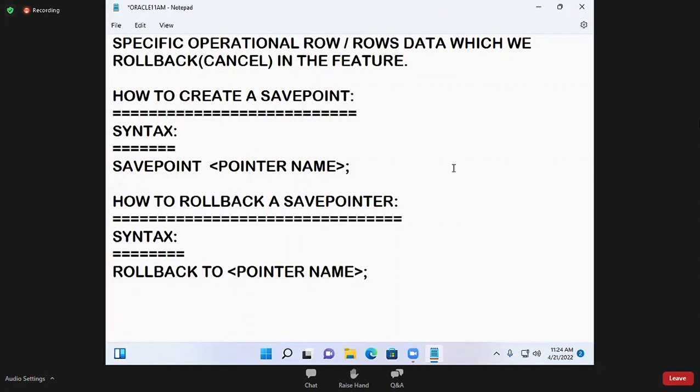Now carefully observe one point. Rollback to savepoint is there, but commit of a savepoint is not there, because savepoints are created especially for rollback purposes, not for commit purposes. That is the first point to remember. Maybe some students have a doubt: sir, can I commit a savepoint? You don't need to create a savepoint to commit. What you need to commit, you can commit directly. It's not necessary.